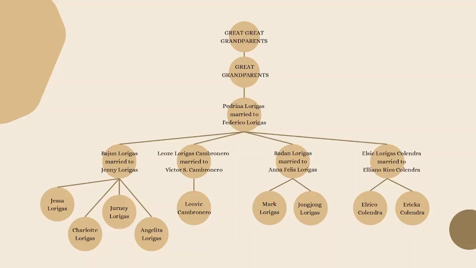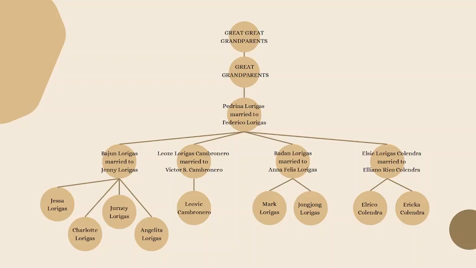Now moving forward to the family tree of Mr. Leo Vicamburnero. Unfortunately, since his family originated from the Bicol region, we haven't had the chance to inquire about his great-grandparents and great-great-grandparents. What we have here now is his grandparents to his first cousins. His grandparents being Miss Pedrina Lorigas and Federico Lorigas, and their four children, his mother, Miss Leos Lorigas Cambronero, and his uncles and aunts, Mr. Bajon Lorigas, Mr. Badal Lorigas, and Miss Alice Lorigas Colendra.